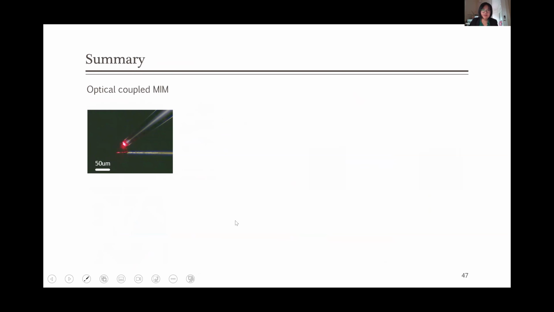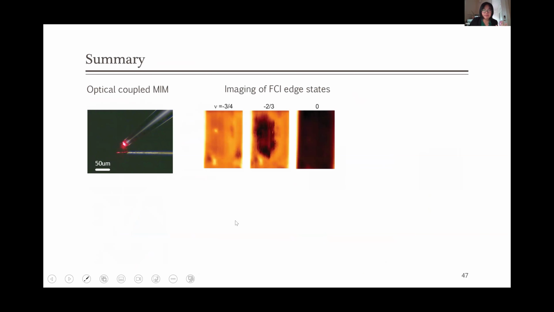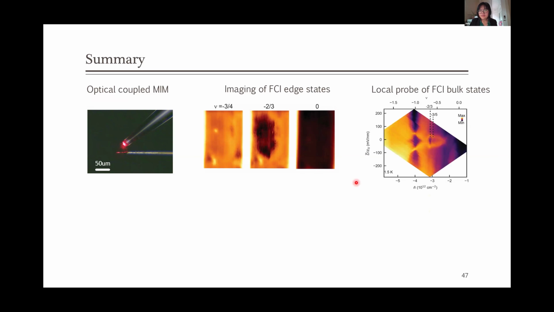So besides using the optical coupled MIM, microwave impedance microscopy, to study excitonic excitations, we also went into the fractional state regime to facilitate the imaging of the fractional Chern insulator edge states here. And then we could also locally probe the bulk states. So now the bulk and the edge can both be probed by microwave.